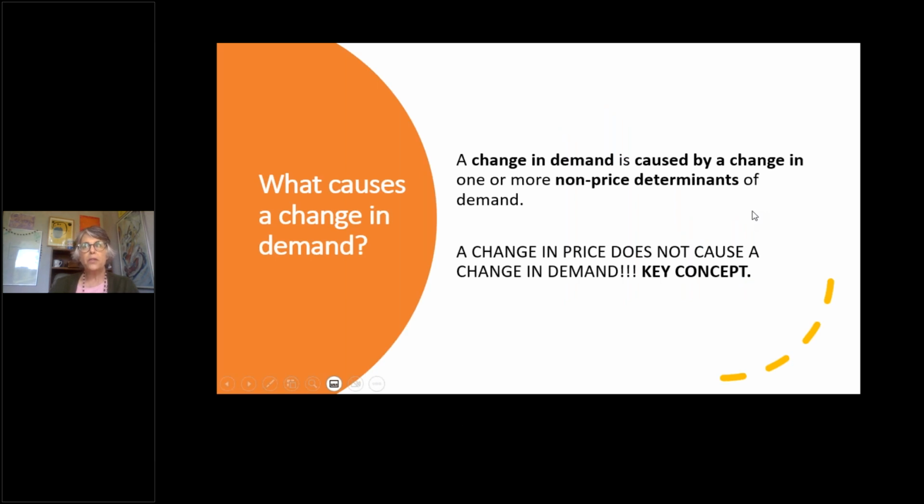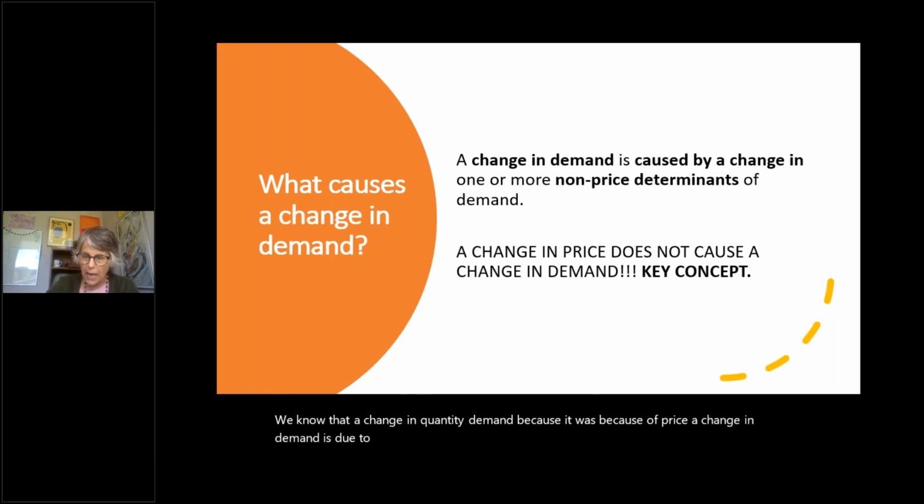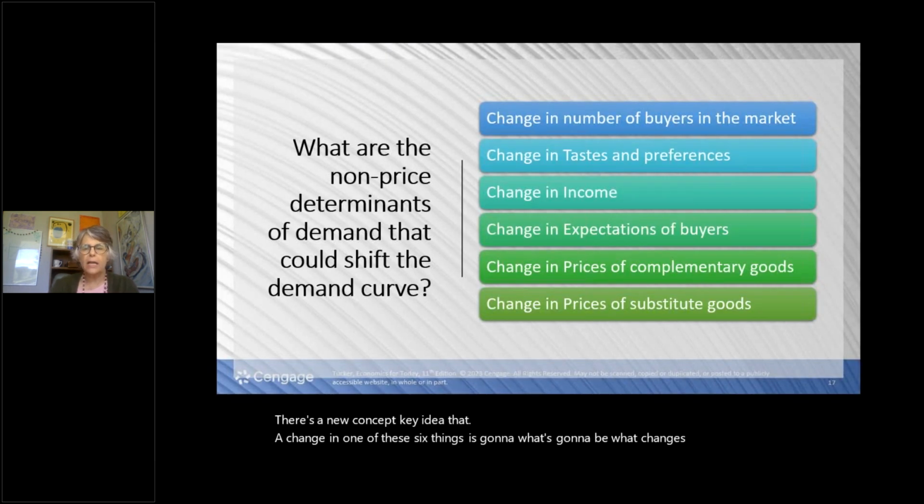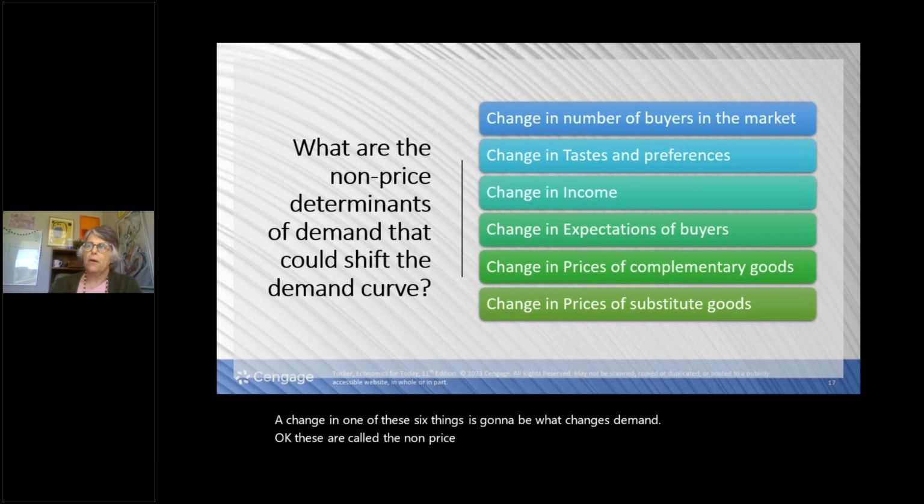Now, we know a change in quantity demanded is because of price. A change in demand is due to something else happening. This is a new key idea: a change in one of these 6 things is going to change demand. These are called the non-price determinants, or the shifters, as I like to call them.